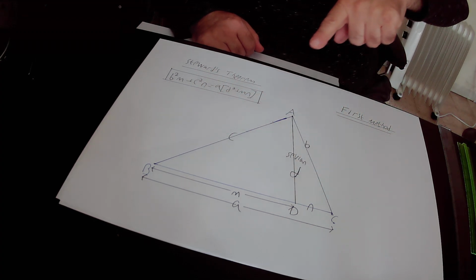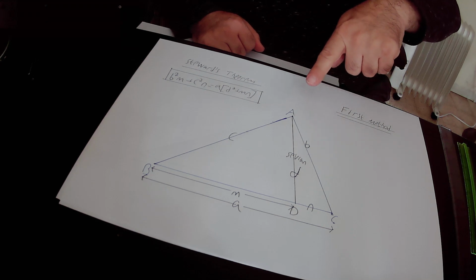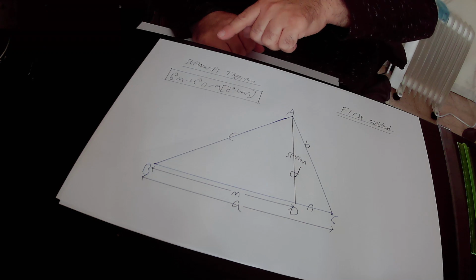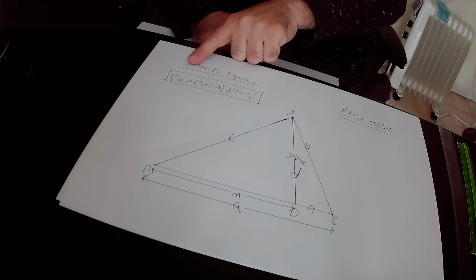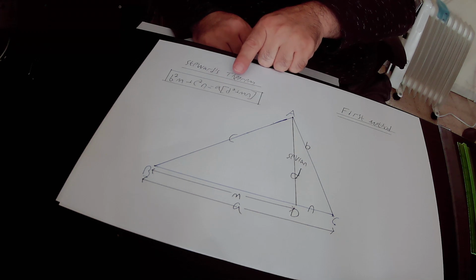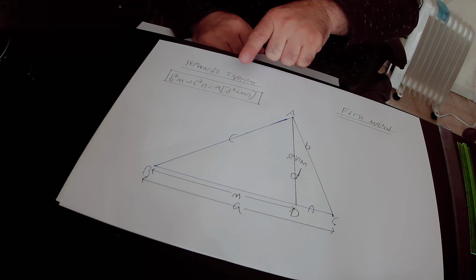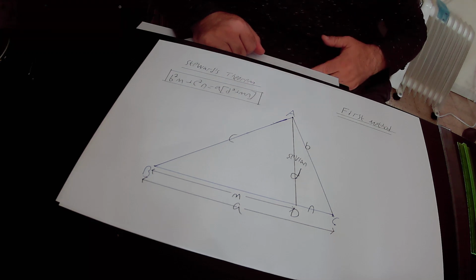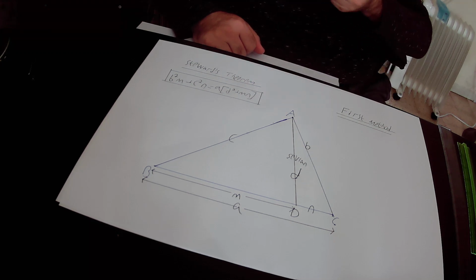we open brackets, and inside the brackets we have d squared plus m times n. Again, according to Stewart's theorem, b squared times m plus c squared times n equals a, open brackets, d squared plus m times n. Okay, so we'll prove Stewart's theorem in the first method.